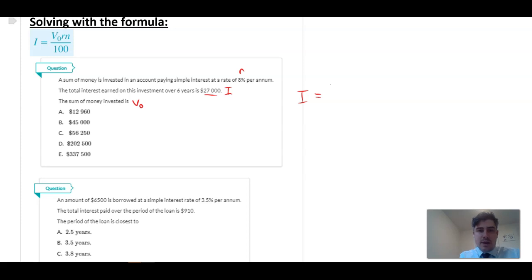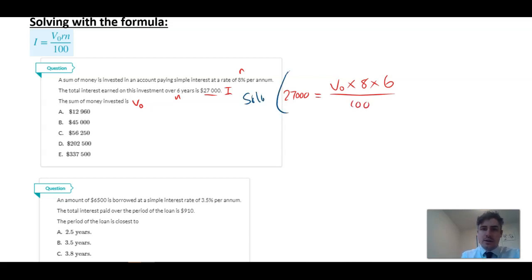So we've got V0 is unknown, so we'll leave it like that. I is 27,000 equals V times 8 times n. Now what's n? n is 6, over 100, and that can be solved now using your algebra solve function for V, if you just get rid of the 0 because your calculator won't know what that means. Okay, so you can solve that for V.